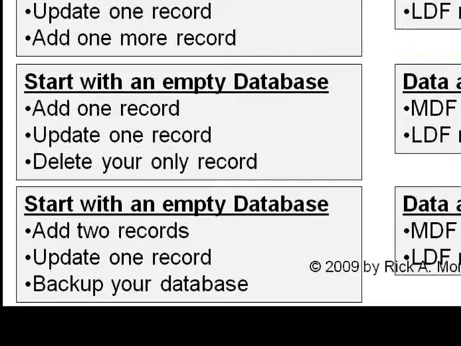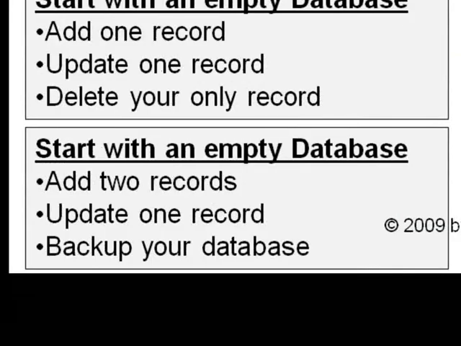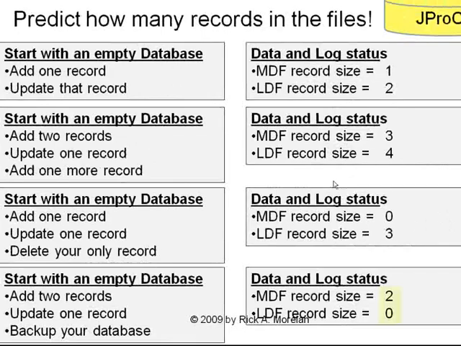All right, let's start with an empty database, add 2 records, update 1 record, and then back up your database. Well, that means you have 2 records in your data file and no records in your log file because all the changes went to the backup.